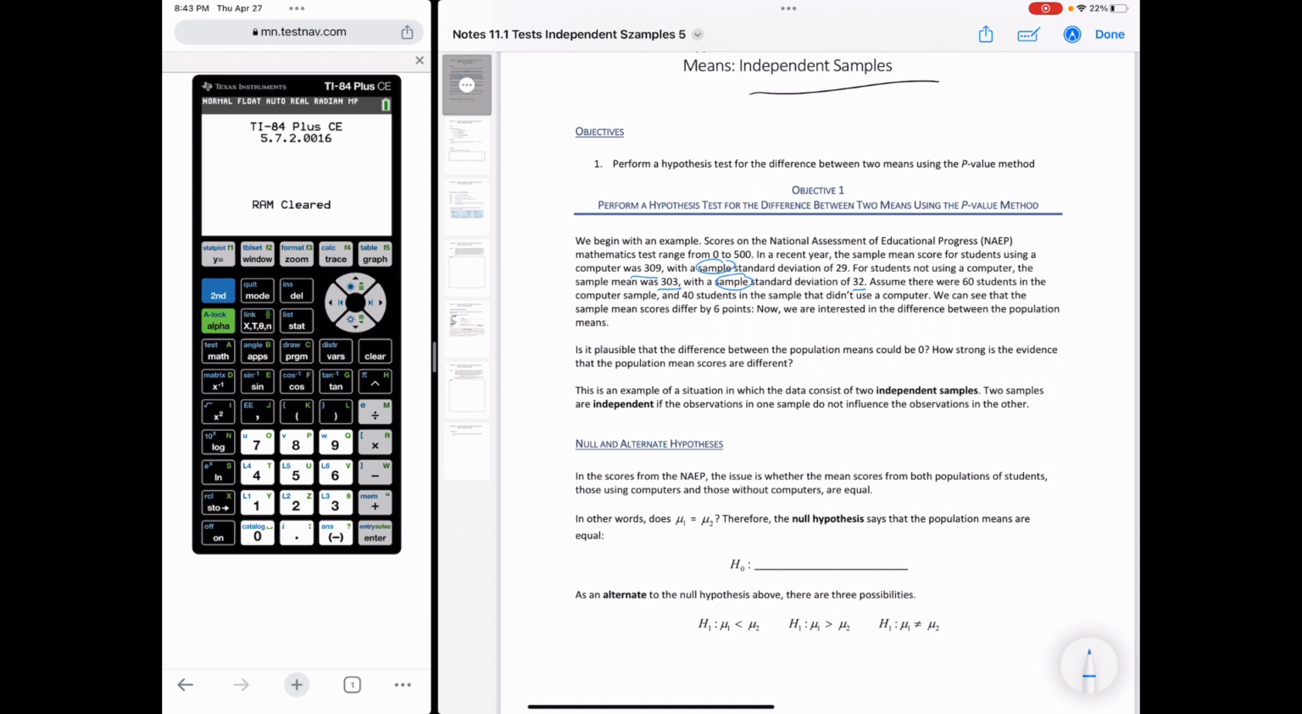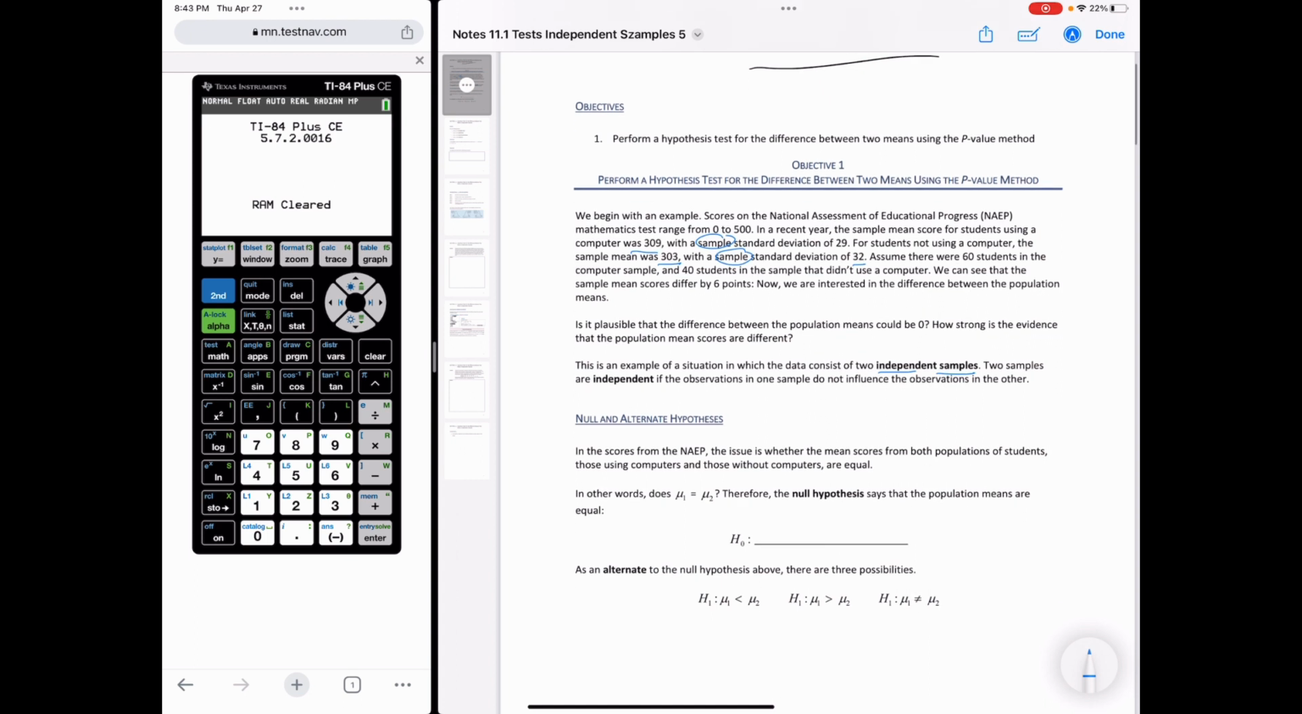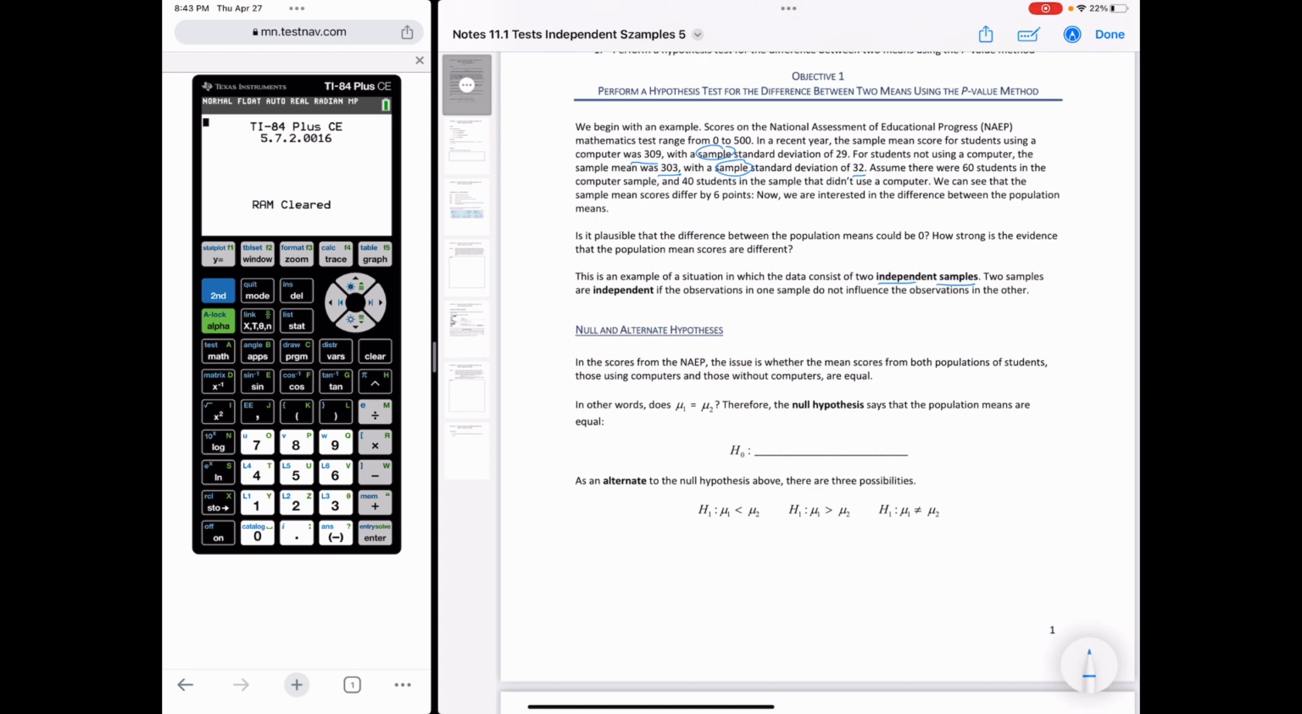This is an example of a situation in which the data consists of two independent samples. Two samples are independent if the observations in one do not influence the observations in the other. I don't think that computer group has any impact on that non-computer group. They're not matched pairs. It's not taking the same people before and after type thing. Totally independent groups.